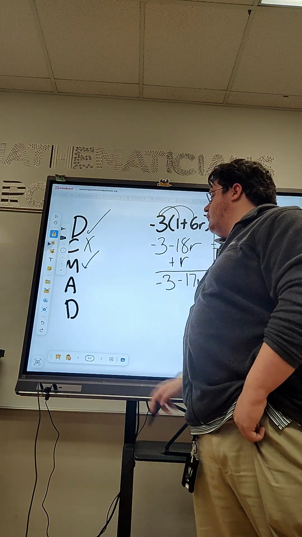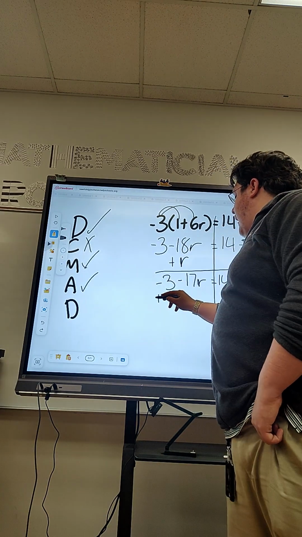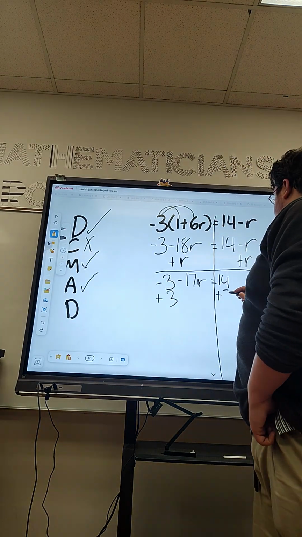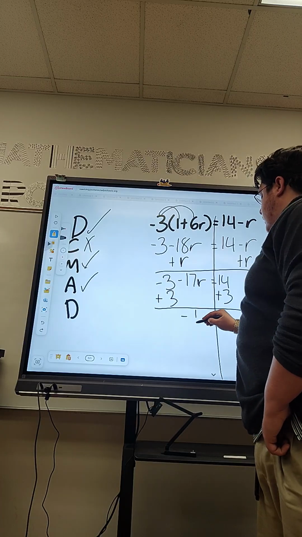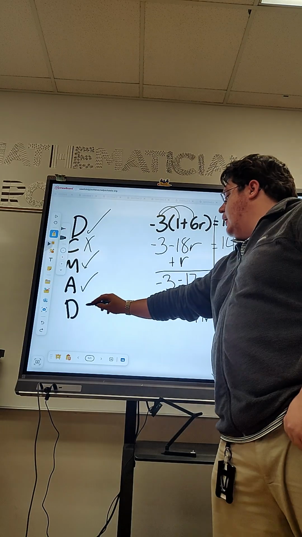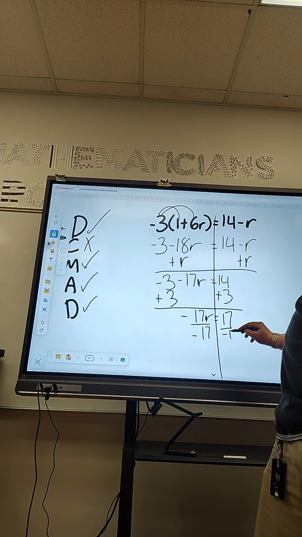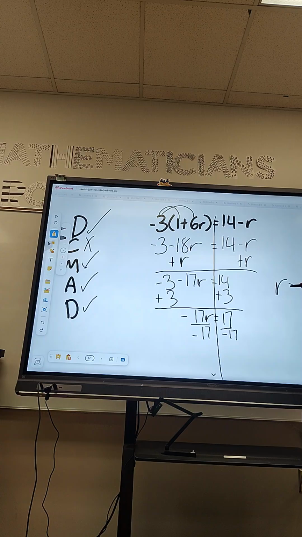We're good on that step. It's a bad check mark. We're going to add this 3 to both sides. So we have -17r equals 17. And our last step is to divide both sides by this -17, giving me r equals -1.